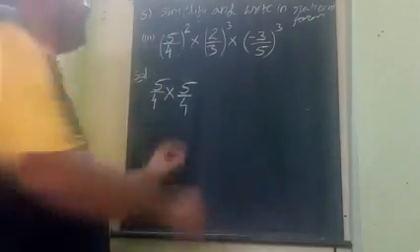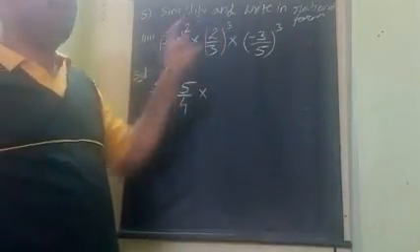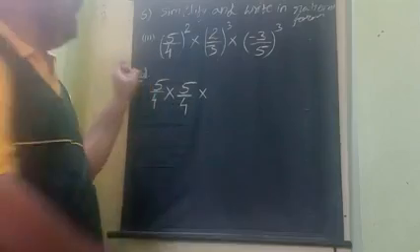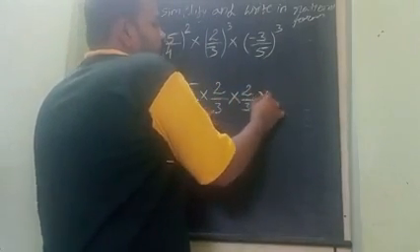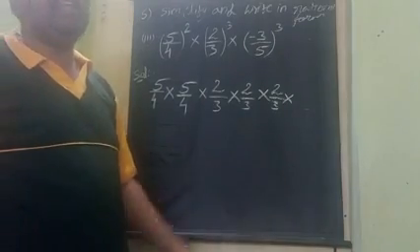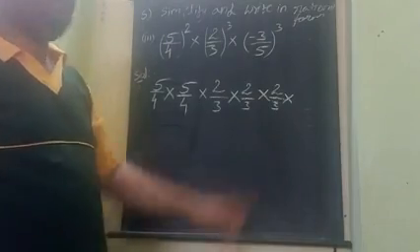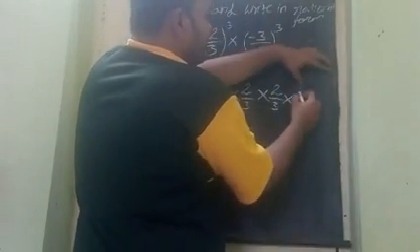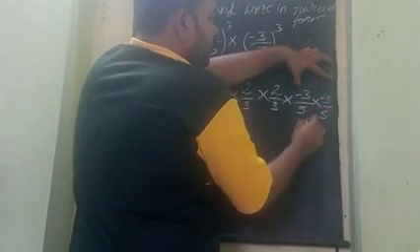The next fraction given is 2/3. What is its power? The power is 3, so we have to repeat it 3 times. Write 2/3 three times: 2/3 × 2/3 × 2/3. The last fraction is -3/5 and the power is 3, so write it 3 times: -3/5 × -3/5 × -3/5.